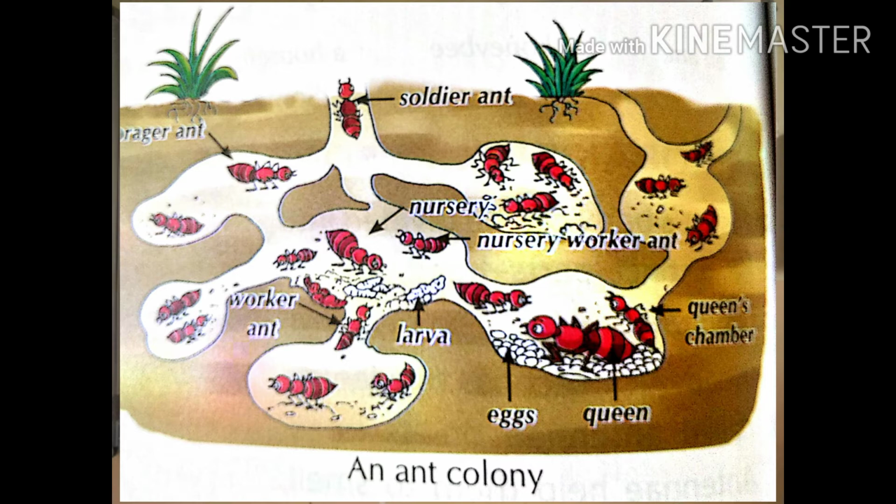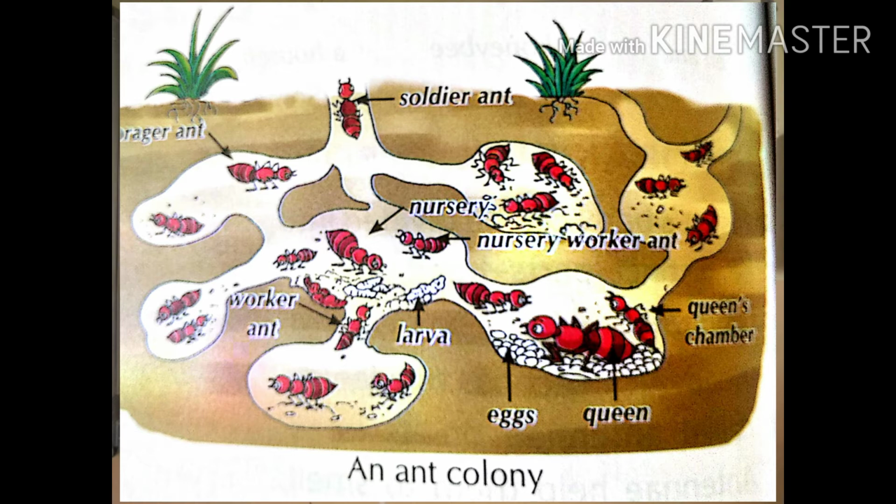Now see the picture. Here is an ant colony. Ants are social insects, as I discussed with you. Here I have shown the picture. They live together and manage their colony well. They build an underground nest where they live.